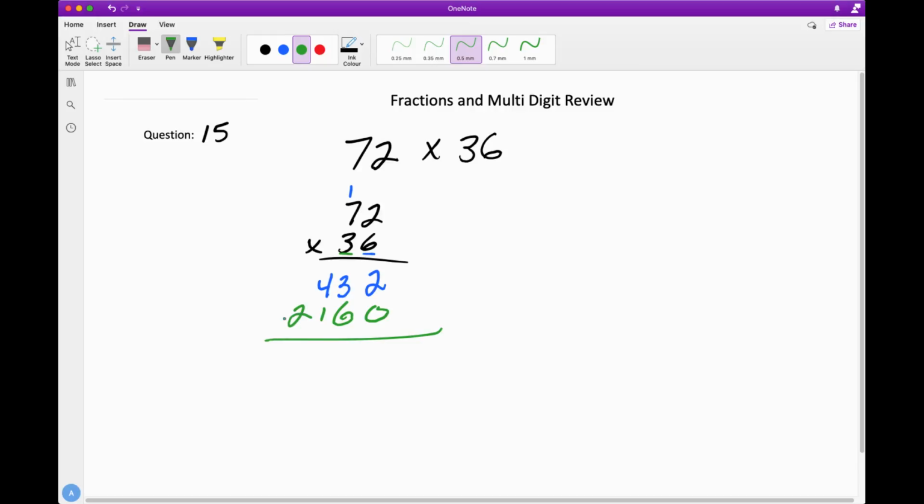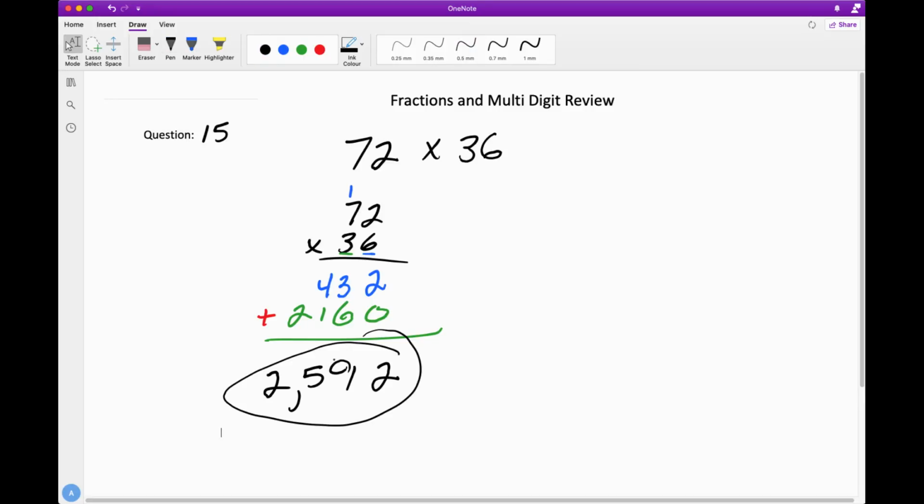So now that we multiplied all of our numbers, we can simply add down. And 2 plus 0 is 2. 3 plus 6 is 9. 4 plus 1 is 5. And 2 is just 2. So our final answer is 2,592.